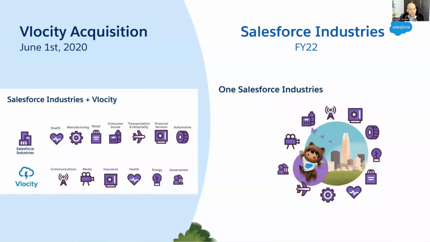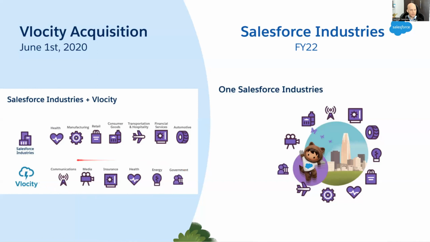So some quick context on Salesforce Industries. Prior to June 1st, 2020, there were the following industries as part of Salesforce Industries. So we have health, manufacturing, consumer goods, et cetera. I think the one most folks have at least heard of in the past is Financial Service Cloud. So all of that was a part of Salesforce Industries.